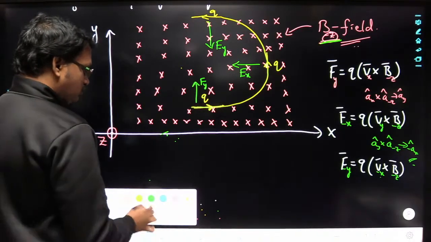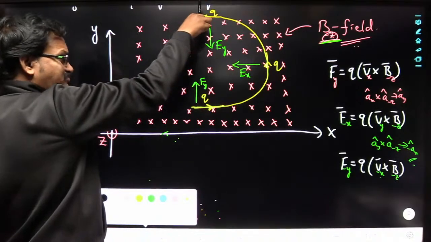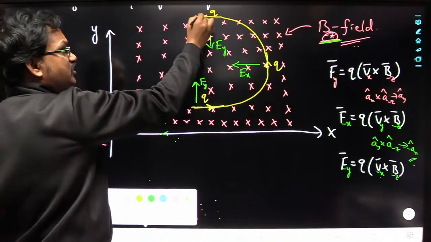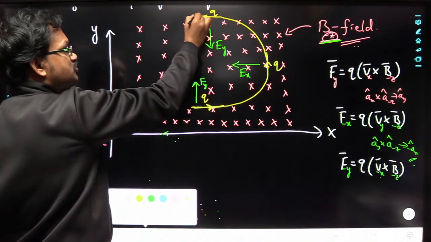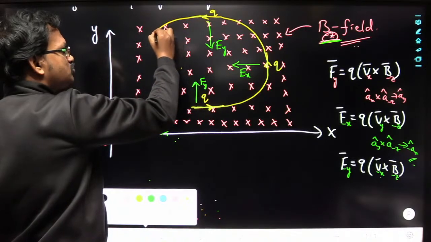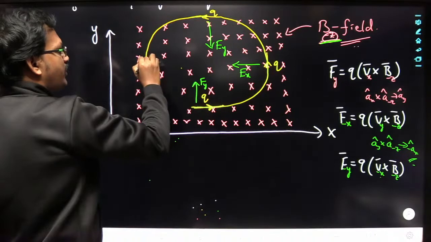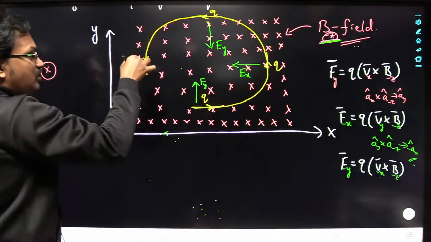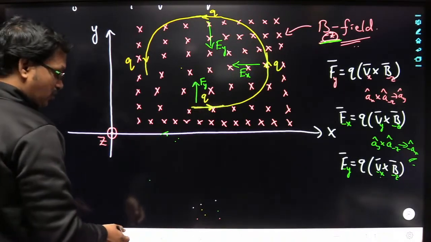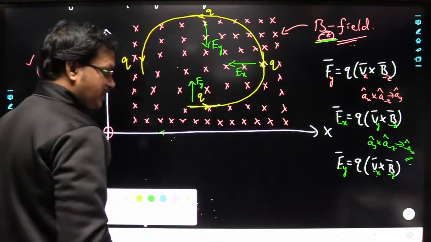Okay, so now the same thing here. So it is moving like this. The force is trying to pull the charge towards what? Towards negative y direction. So what will it do here? It is going to take a curved path and try to move along y direction. Now it is moving along negative y direction.